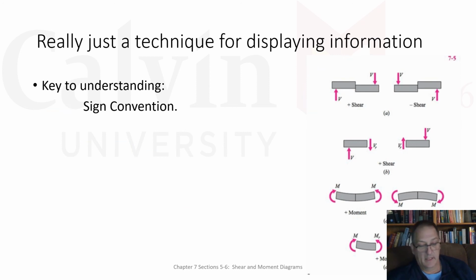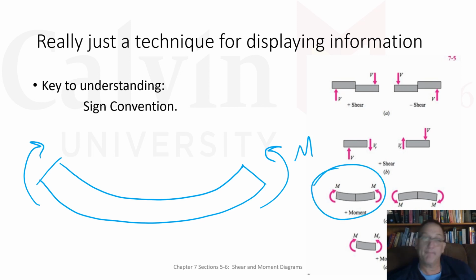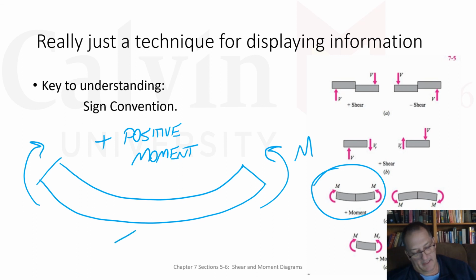Second one: if I have a moment that does that, so that would be a moment like this and like that. If I have a moment that's causing this, this is a positive moment. Why? Because I'm smiling. All right? There's our sign convention.